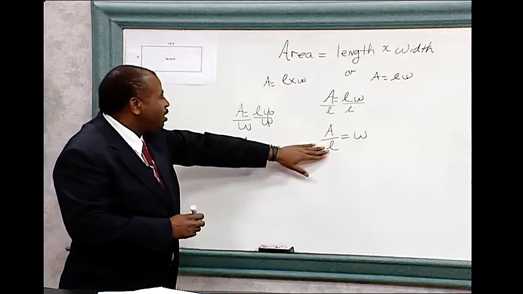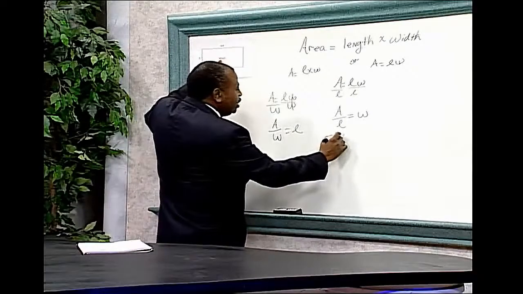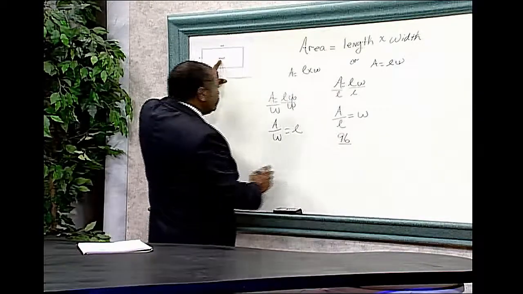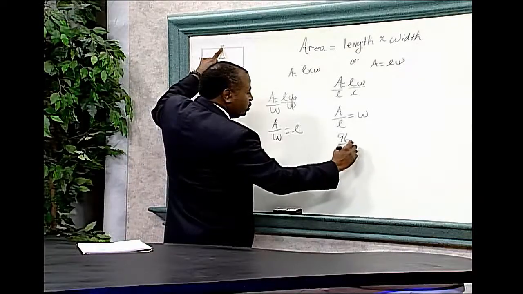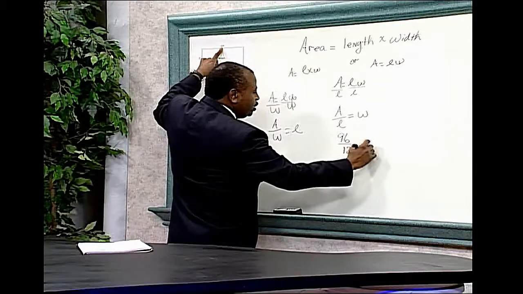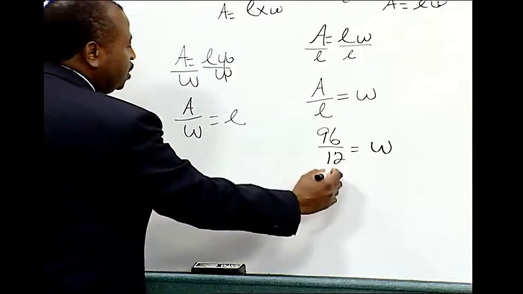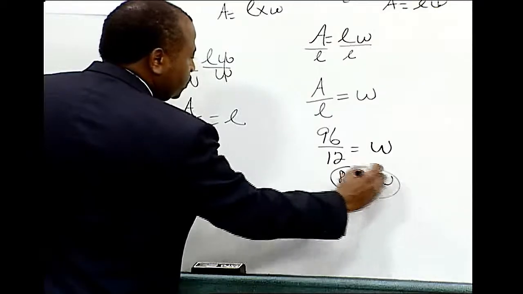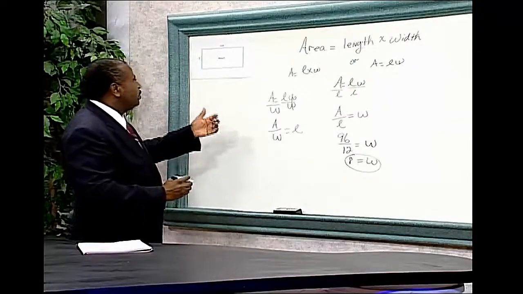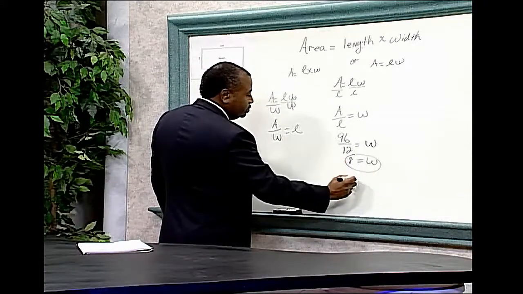The area divided by the length is equal to the width. A is equal to 96. The length is equal to 12. Is equal to W. 96 divided by 12 is 8. 8 is equal to W. So therefore, the width of this rectangle is 8 feet.